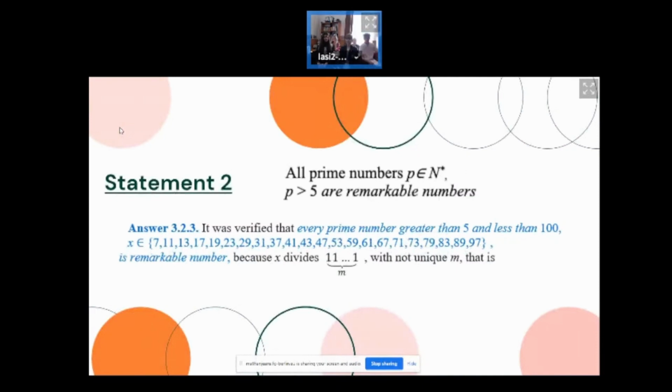Okay, now the second statement. All prime natural numbers greater than 5 are remarkable numbers. We verify that every prime number greater than 5 and lower than 100, 7, 11, 13, and so on, is a remarkable number because x divides the digit 1 a number of times with m that's not unique.